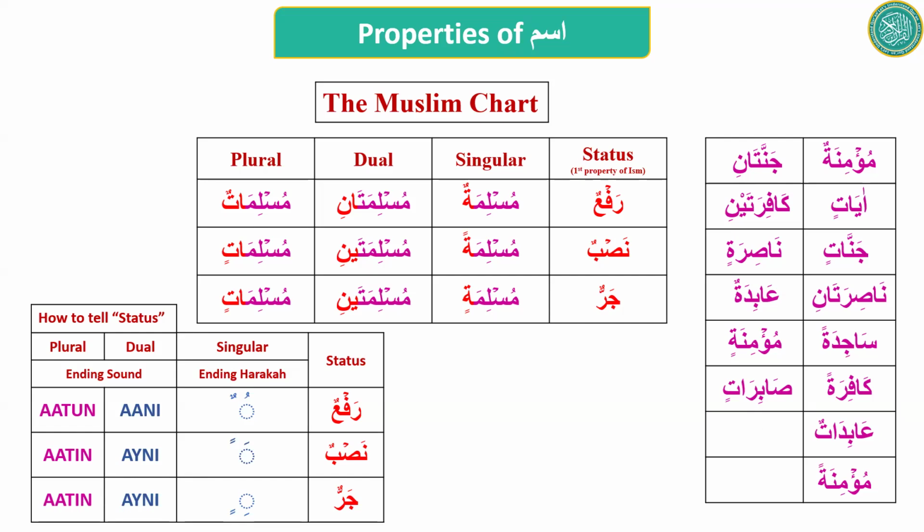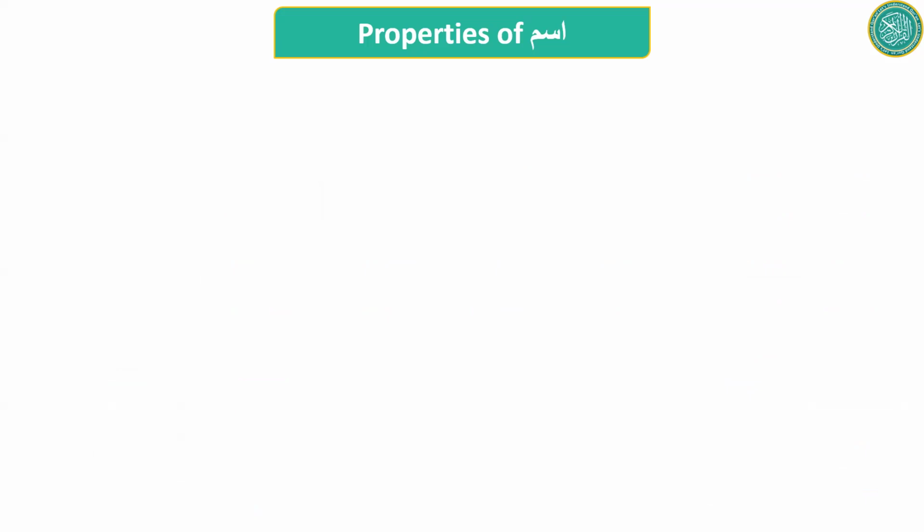Okay, the next one. Jannatun. Jannatun is rafa because the ending sound is atun. Ending sound is atun. Very good. And ayataini. Brother Shuaib: it could be nasb or jar. What does it mean? Ayatun means one ayah, one verse. So ayataini means two verses, or two signs. Good. So that is what we did last class.